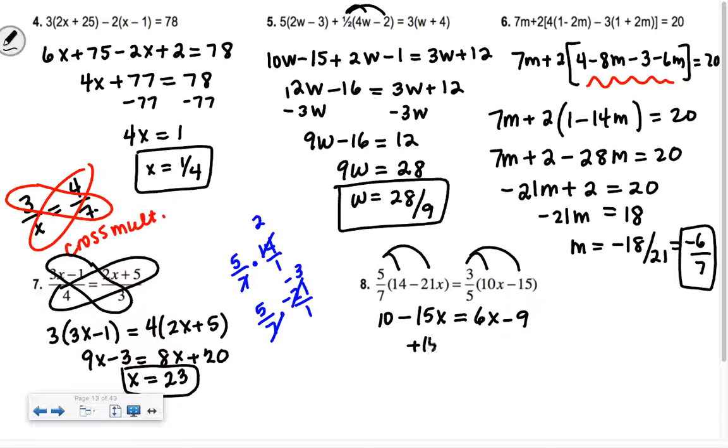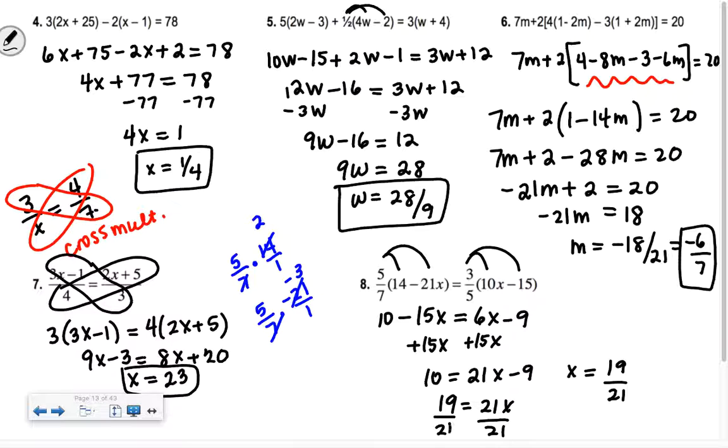So we're going to add the 15x over. We get 10 equals 21x minus 9. I add the 9, I get 19 equals 21x. So x is equal to 19 over 21. I divide by the 21. See how the 21 is attached to the 19? I'll show that step because sometimes that's confusing when it's backwards. So yeah, 19 over 21.